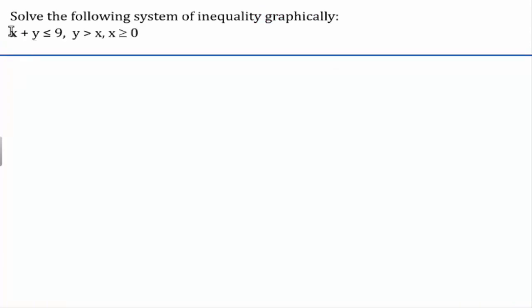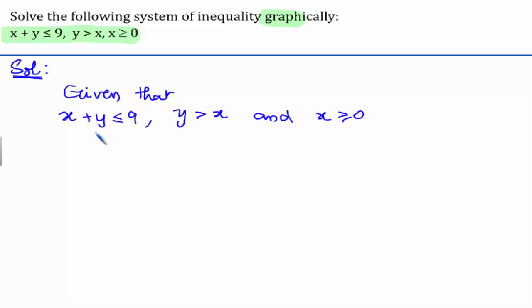In this system, there are three inequalities given to us and we have to solve them using the graph. Let us see the solution for this. So the given inequalities are x plus y less than or equal to 9, y greater than x, and x greater than or equal to 0. Let us consider the first inequality, which is x plus y less than or equal to 9.